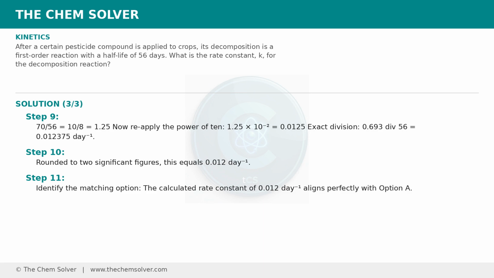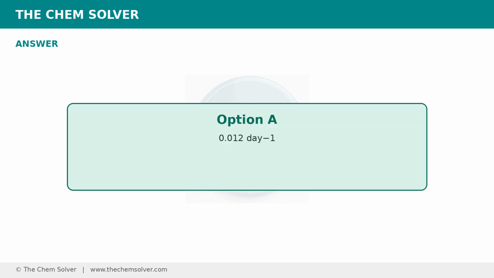Exact division: 0.693 divided by 56 is equal to 0.012375 day to the power minus 1. Rounded to two significant figures, this equals 0.012 day to the power minus 1. Identify the matching option. The calculated rate constant of 0.012 day to the power minus 1 aligns perfectly with option A. The correct answer is option A, 0.012 day to the power minus 1.